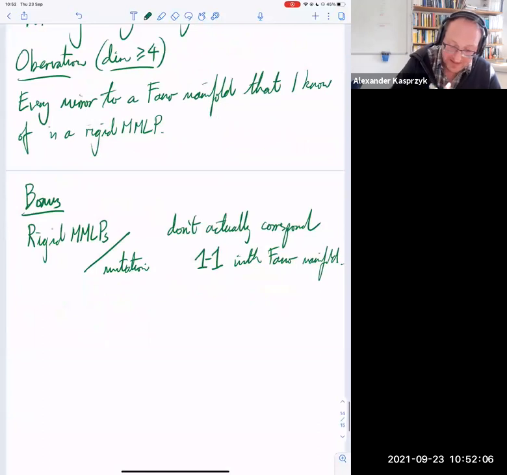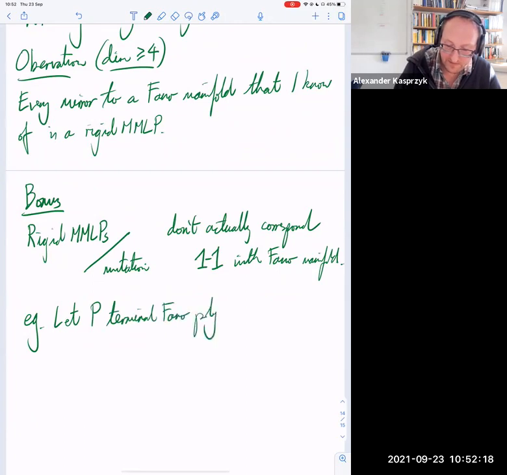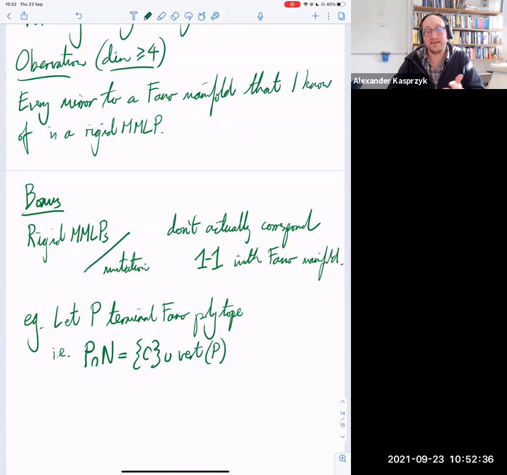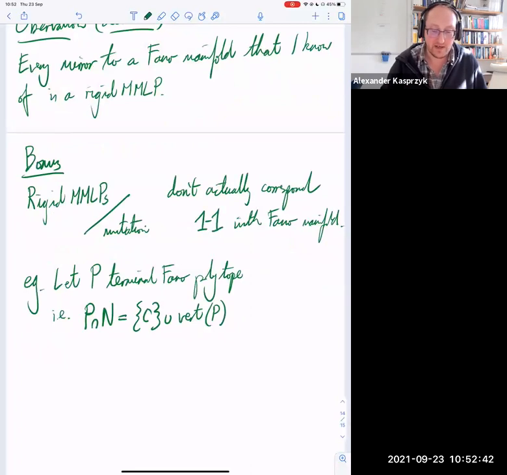Why not? Well, because I could take any terminal Fano polytope, i.e. this means that the points of P is just equal to the origin union the vertices of P. So in this case, modulo a bunch of things I haven't really told you, that original ansatz that we saw, where you just put ones at the vertices, is going to give us essentially the only choice of Laurent polynomial.